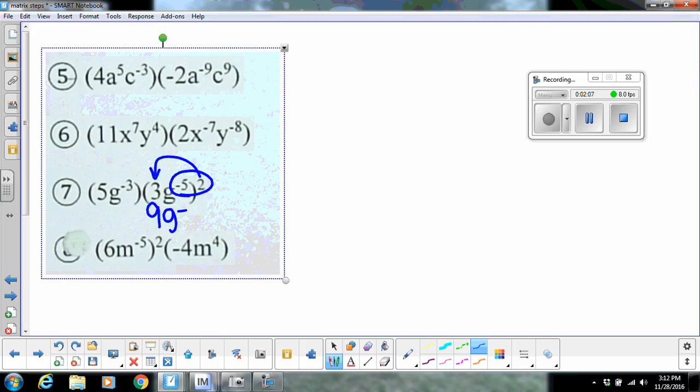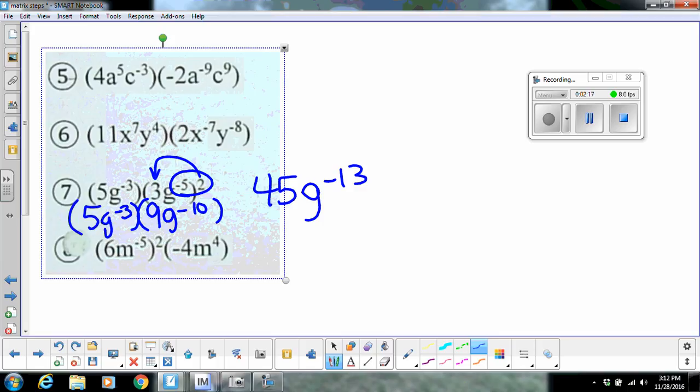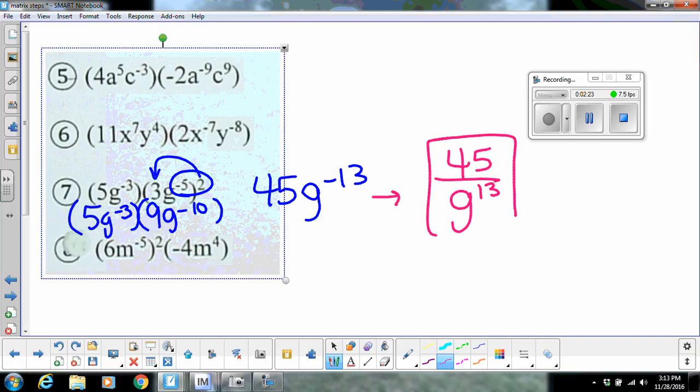Multiply your exponents, g to the negative 10. And we're going to multiply that by the front term, which gives us 45, g to the negative 13. So likewise, we need to move that g. So it's going to be 45 over g to the positive 13.